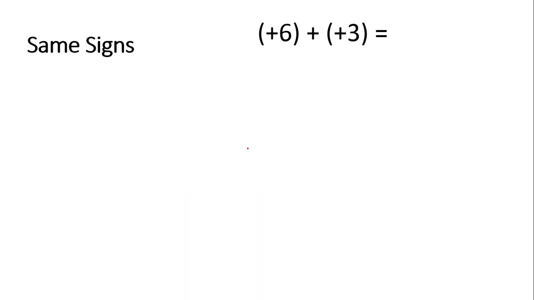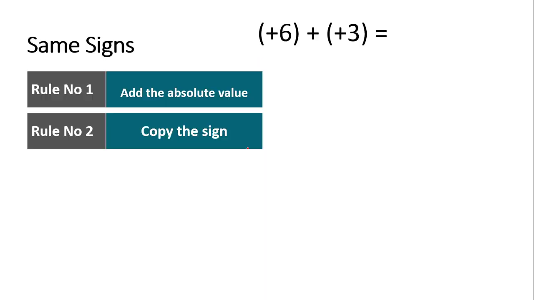Okay, let's proceed muna sa addition ng same signs. Ang first rule natin, i-add natin yung absolute value nila. So, ano ba yung absolute value? Yung absolute value is yung value ng number regardless na kung ano yung sign niya. Say for example, ito positive, ito naman is positive. I-disregard natin yung sign nila. So, ang gagawin natin, i-add lang natin yung absolute value.